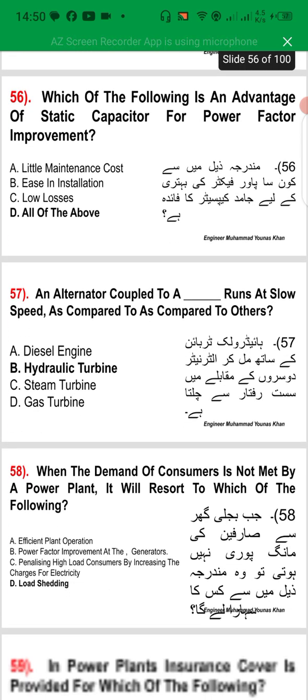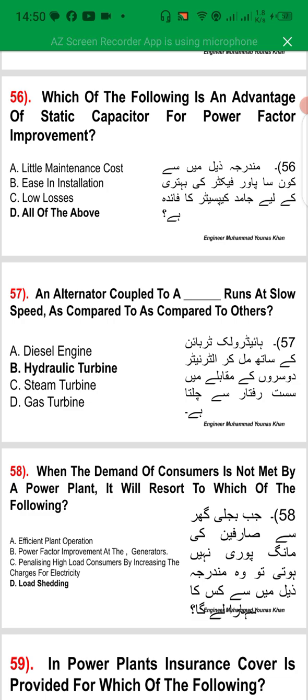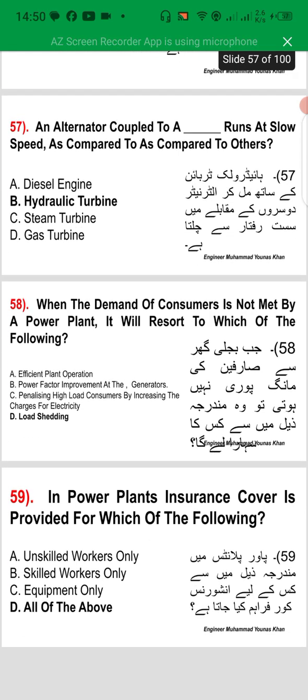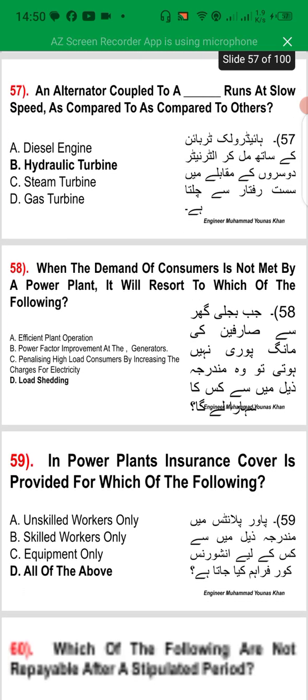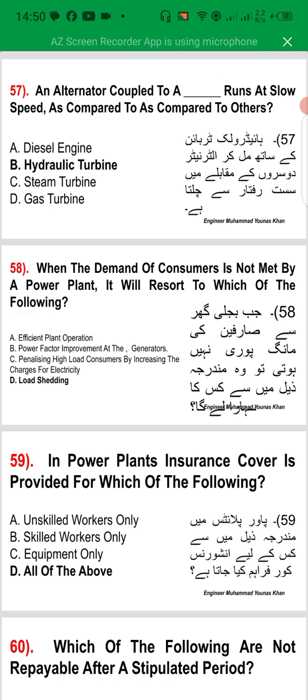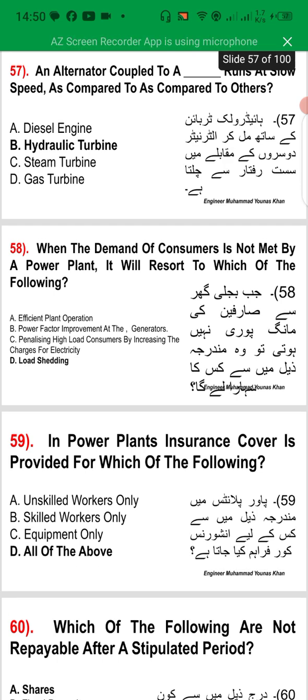Which of the following is an advantage of static capacitor for power factor improvement? Little maintenance cost, no installation loss, low losses, all of the above. An alternator coupled to a hydraulic turbine runs at low speed as compared to others.